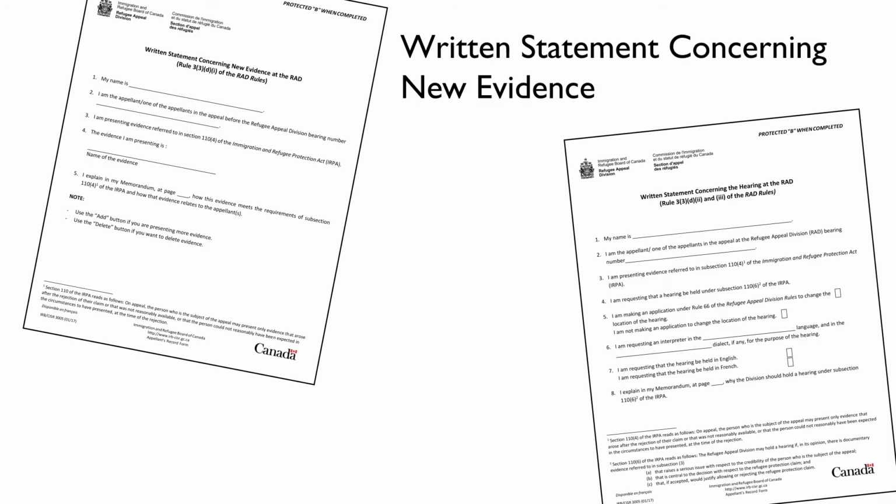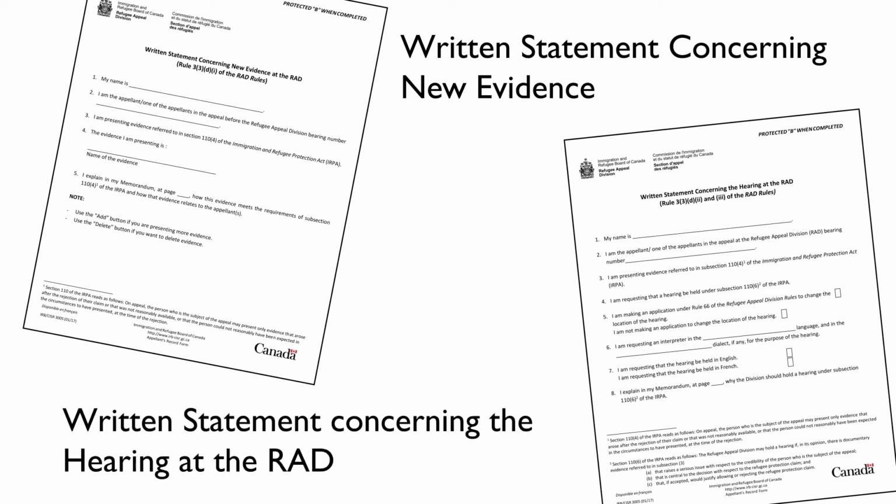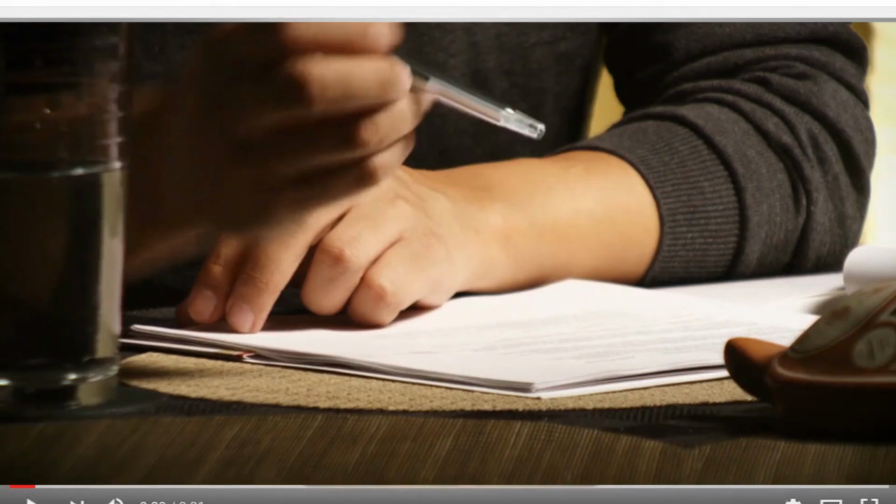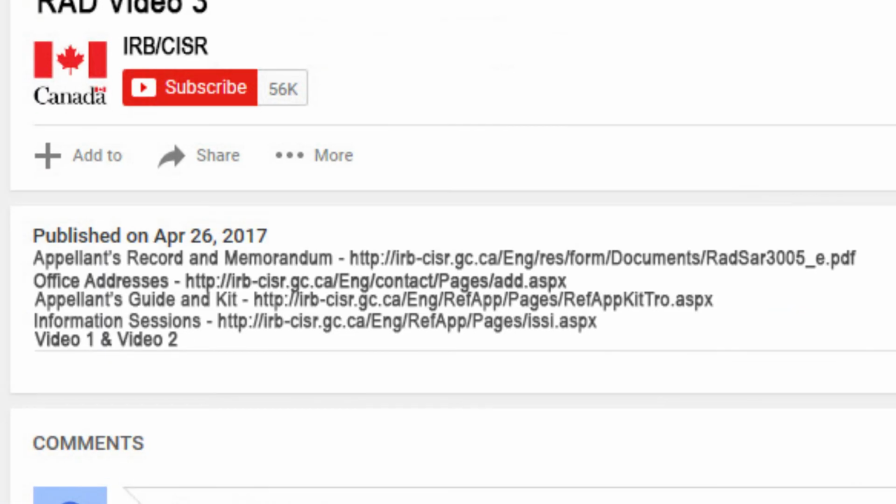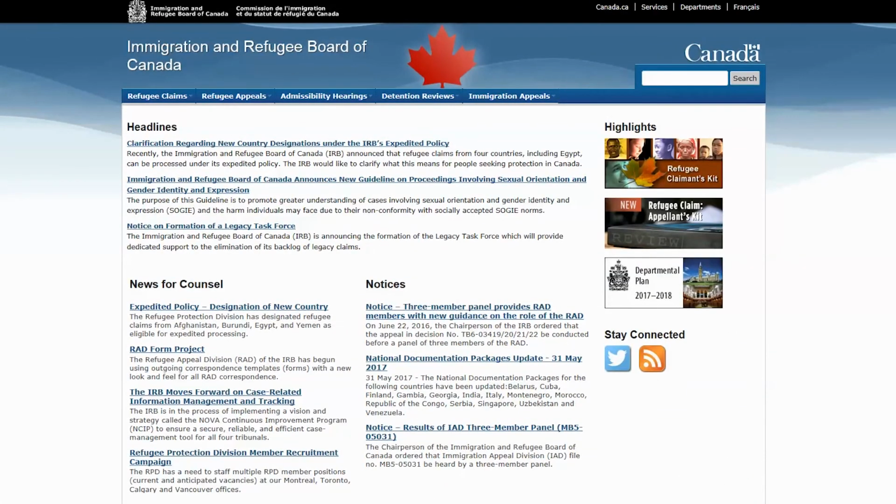If you have submitted new evidence, you must also include the written statement concerning new evidence form. And if you've requested an oral hearing, you must include the written statement concerning the hearing at the RAD form. Both of these forms can be found in the description below this video or on our website.